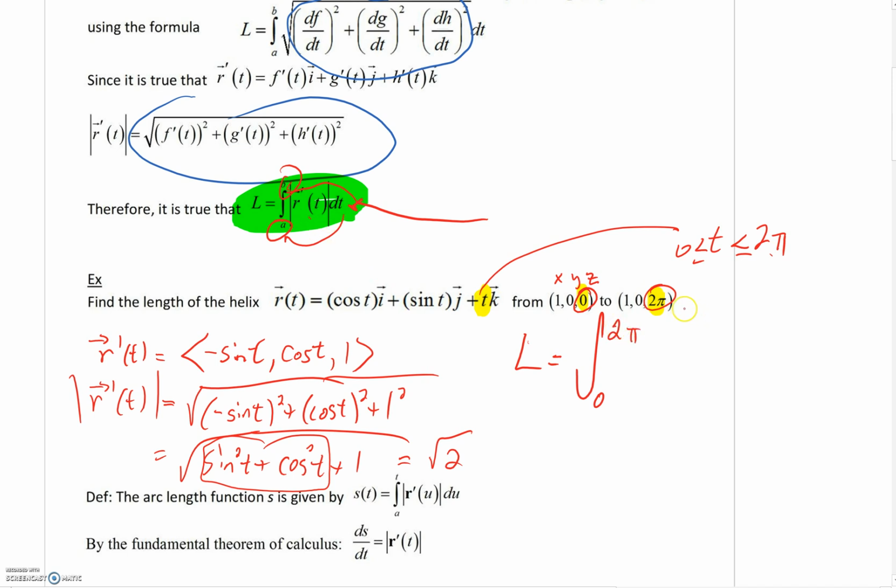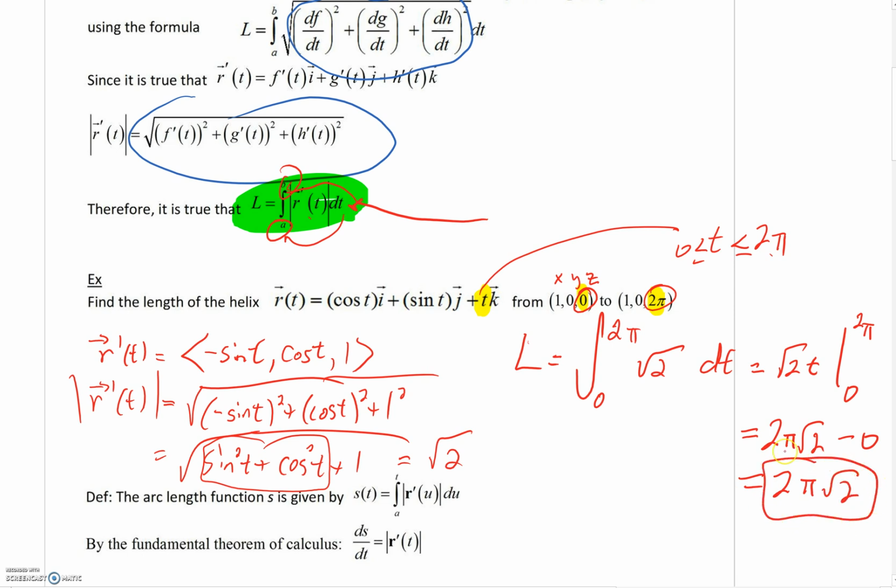And inside, what's this r prime of t's magnitude? Well, that's just radical 2. And right now we can very quickly just do the fundamental theorem, and it's not going to take you too long. Plug in your 2 pi, you'd get a 2 pi radical 2 minus a 0. You can see that your arc length can be found very quickly. And we will just be left with a 2 pi radical 2.